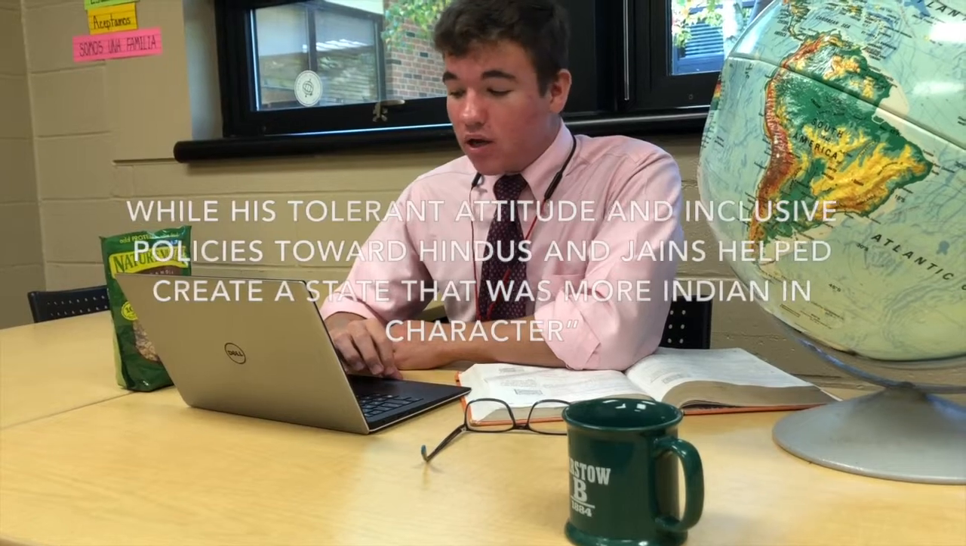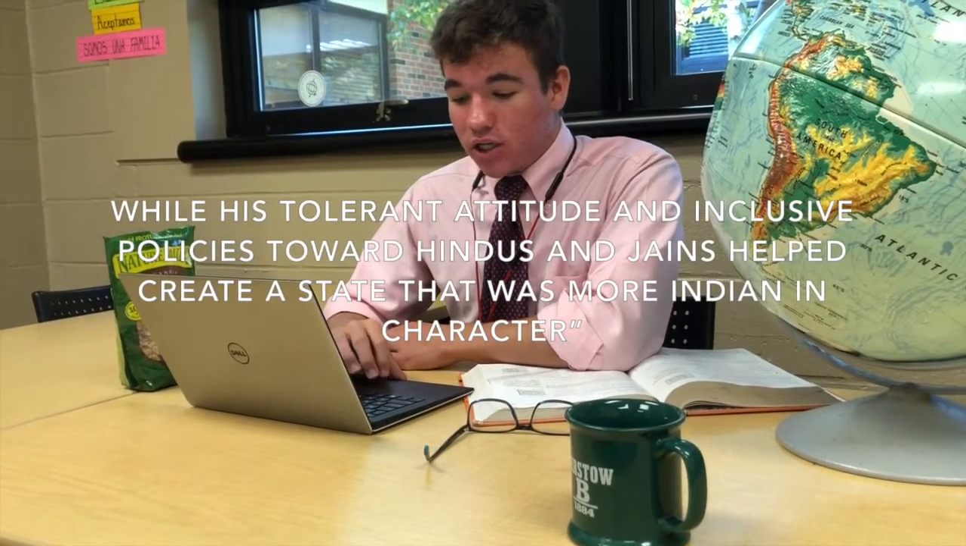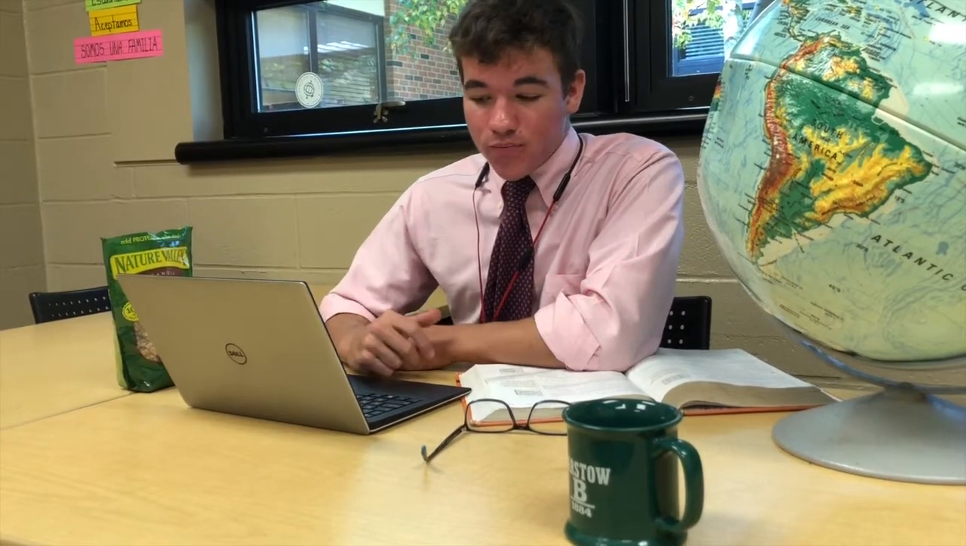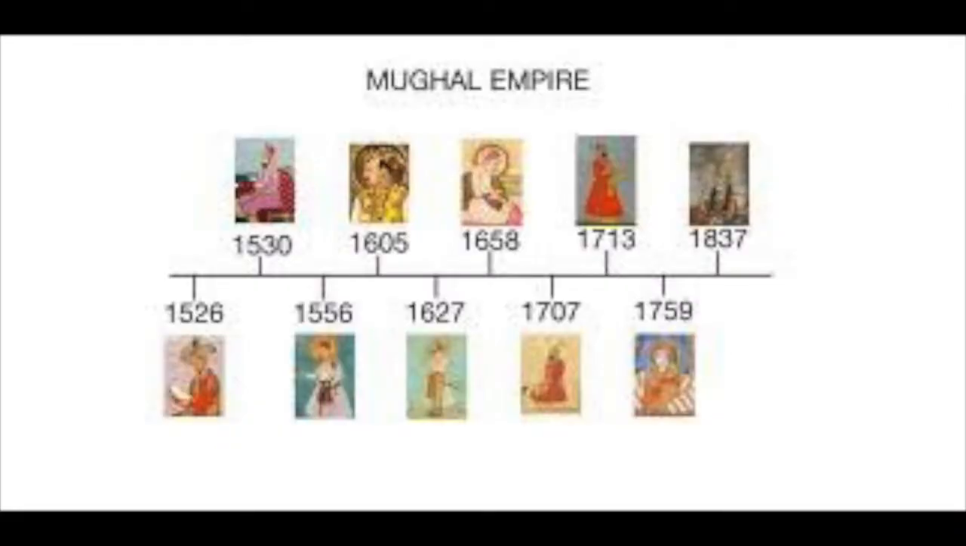while his tolerant attitude and inclusive policies toward Hindus and Jains helped create a state that was more Indian in character, end quote. Which brings us to the most interesting part of Akbar's rule, his tolerant attitude. He was much more tolerant than his father and rescinded the tax on non-Muslims and gave the same rights to all non-Muslims, which allowed the empire to stay stable for a much longer time, considering the huge majority of Hindu people in their empire at the time.